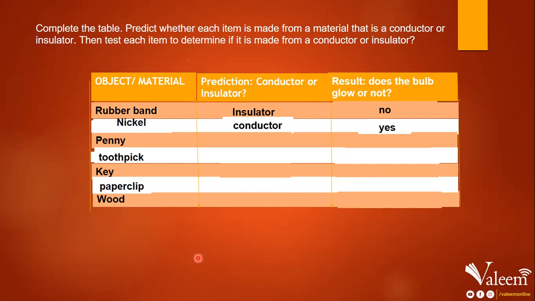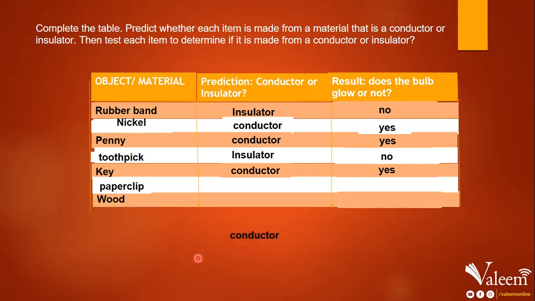Next is the penny, which is also made up of metal. So yes, it's a good conductor of heat and electricity, and the bulb will light up. Next is the toothpick, which is made up of wood, and wood is an insulator because the bulb will not glow. Again, the key is made up of metal, and we know that metal is a good conductor of heat and electricity. So yeah, the bulb will light up.